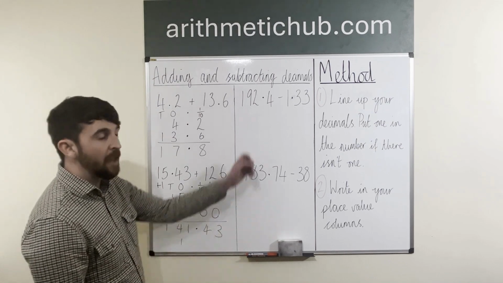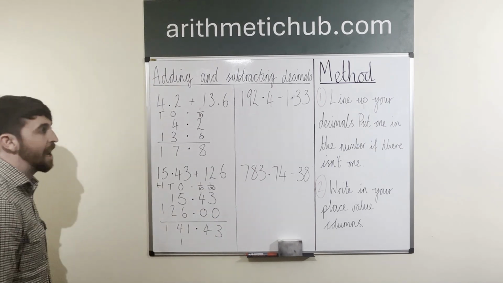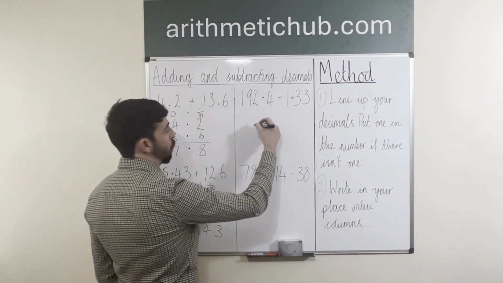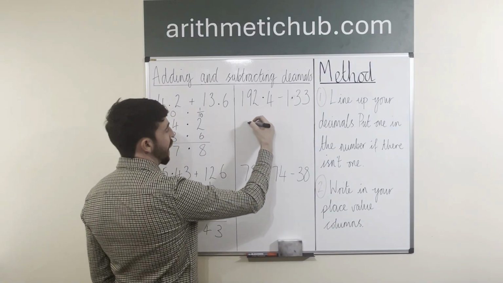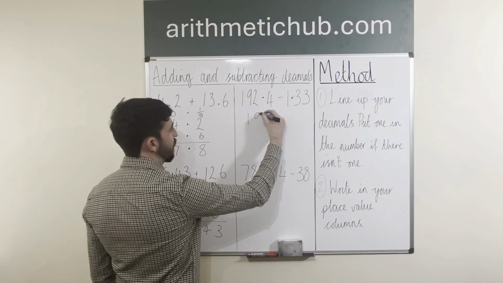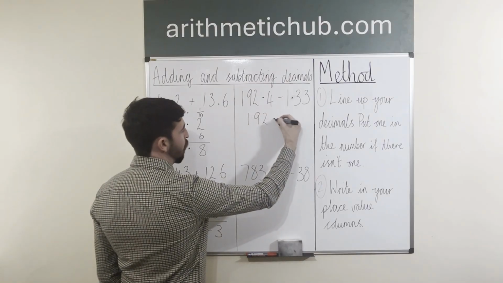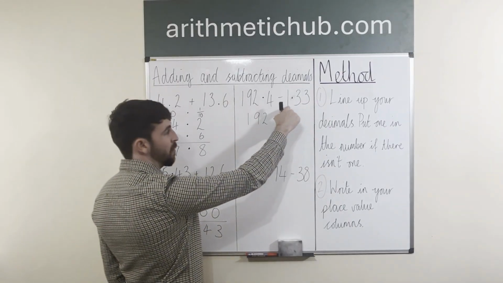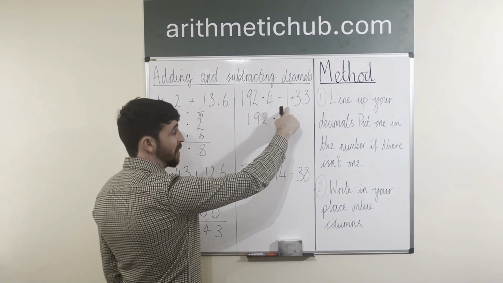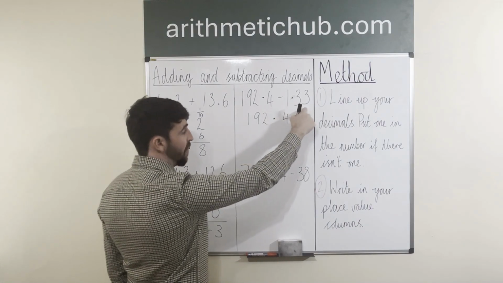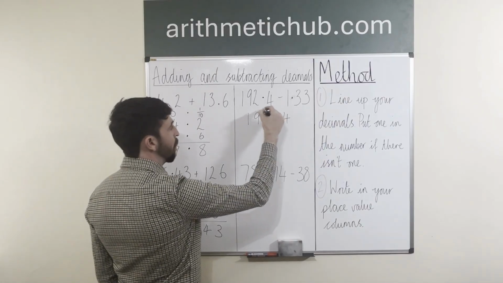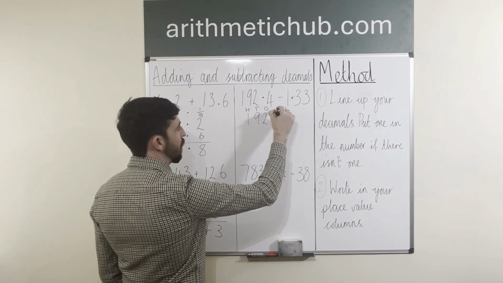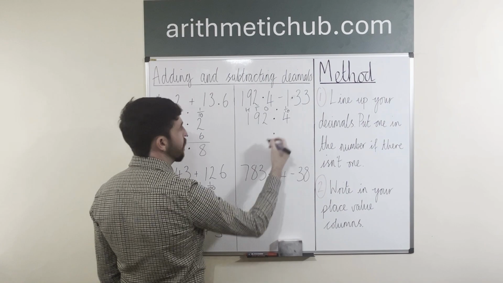Okay, let's move on to the subtractions now then, okay? So we've got 192.4 subtract 1.33. So again, we'll put our 192.4 and our 1.33. So 1.33, we've got 1 in the ones column, 3 in the tenths, and then 3 in the hundredths column. So let's put our place value columns in just to help us out. And line the decimals up.